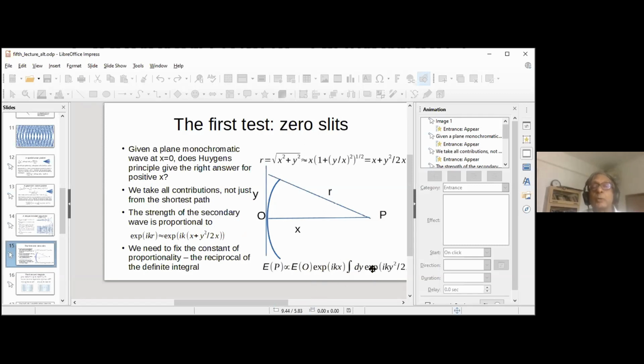See, this integral is not 1. This integral is actually square root of 2 pi into i, or something like that, into root of x by k. So the reciprocal of that factor has to be plugged in. And that is the amplitude of the secondary wave. So yes, I'm happy you made this point. Strength is not what we really meant. This is just the phase factor, and the amplitude factor is to be obtained by evaluating the Fresnel integral. Which we will do. I exactly stopped at that point.